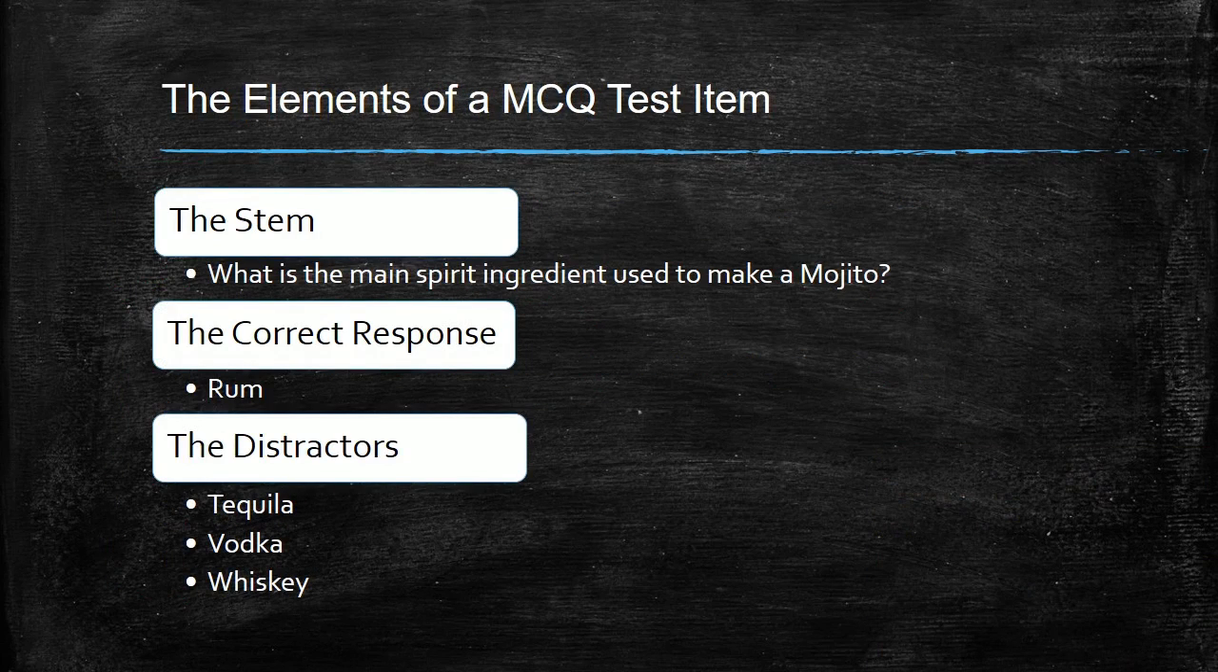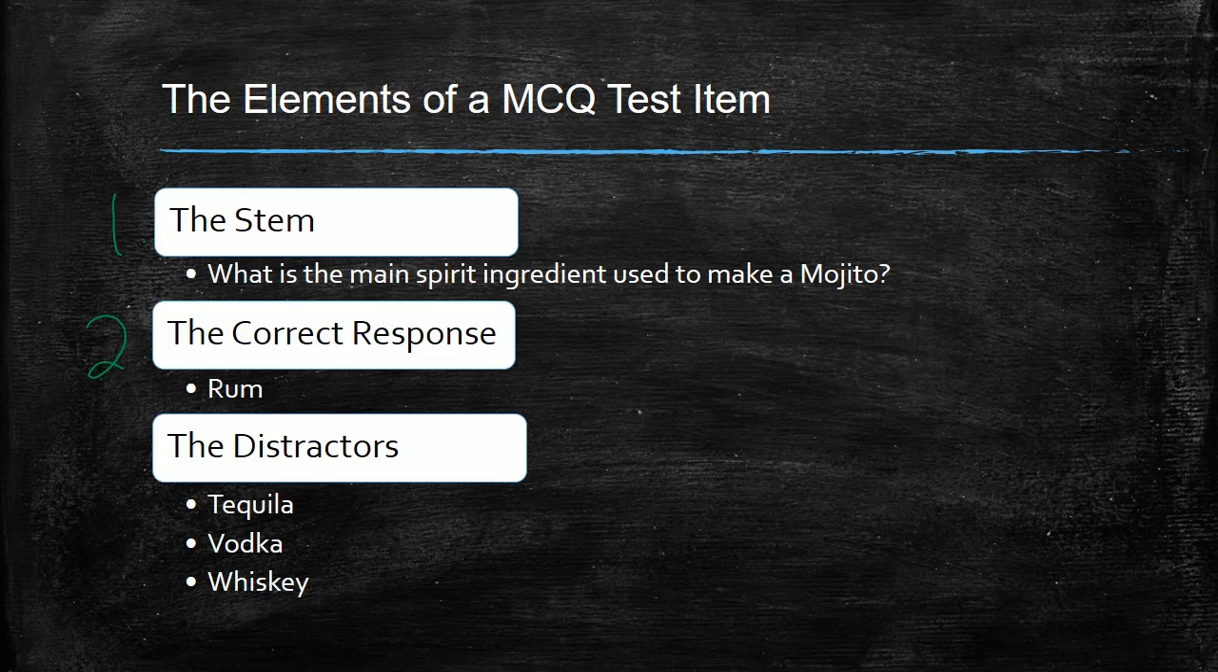Now let's break down these elements a little more closely. First, we write the stem, the actual question we are asking. What is the main spirit ingredient used to make a mojito? Remember, this should not be random. It should be related to the learning outcomes or subject-specific skills.